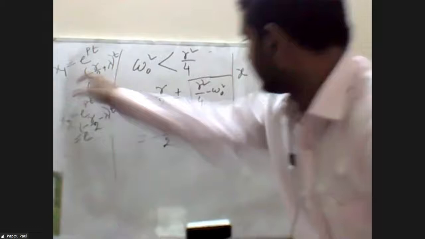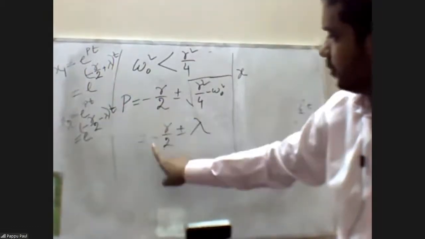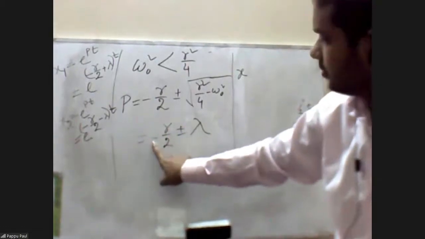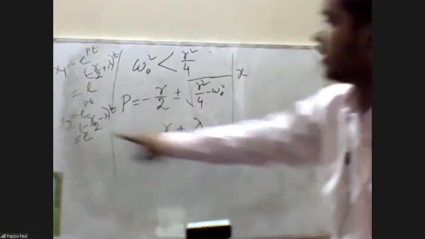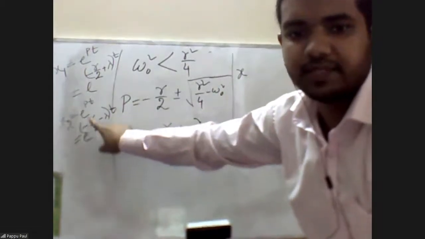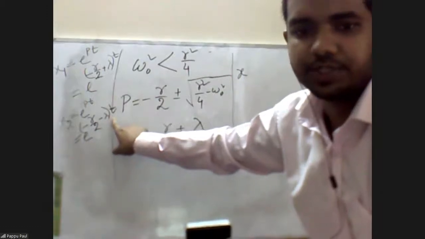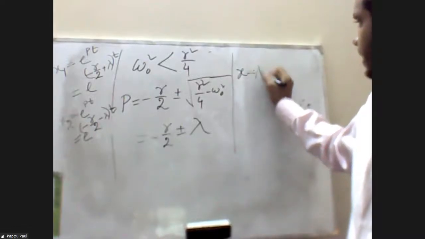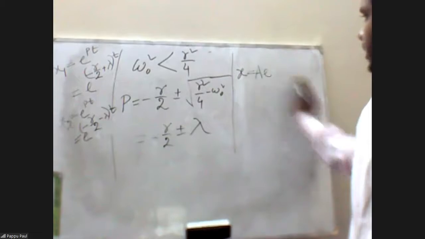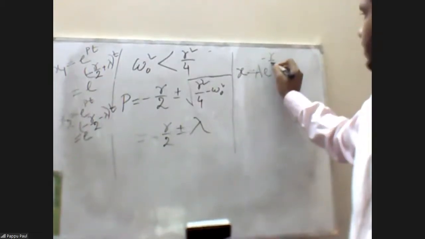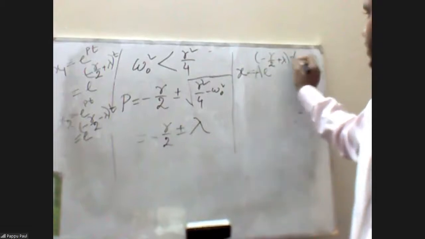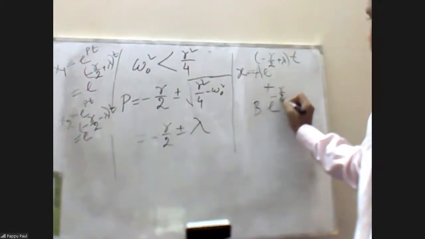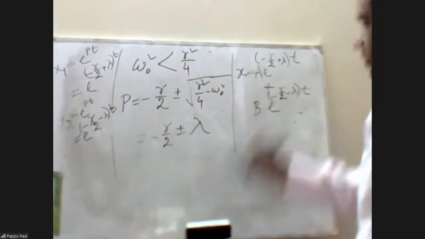x2 is equal to that, where one value of p is minus gamma by 2 plus lambda, and another will be minus gamma by 2 minus lambda. So I put the other value, that means minus gamma by 2 minus lambda into t. Okay, so our total solution, if we consider two constants here, will be a e to the power minus gamma by 2 plus lambda into t, and another part b e to the power minus gamma by 2 minus lambda into t. Okay.